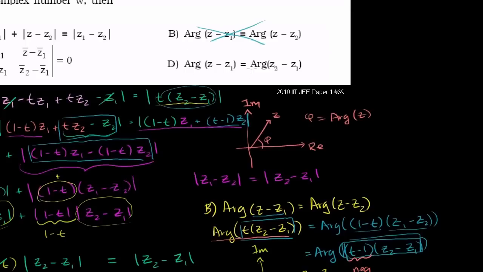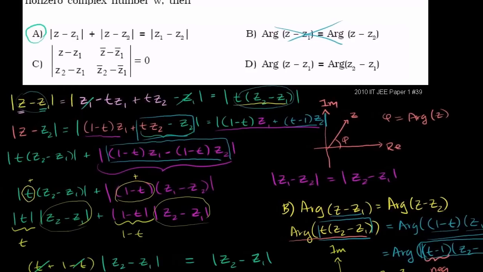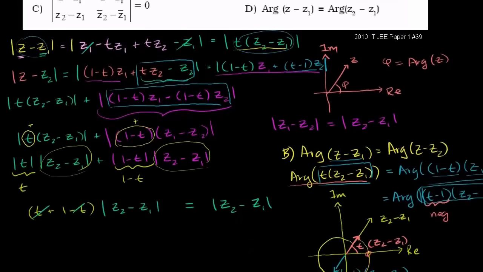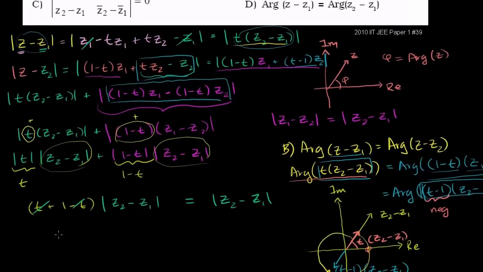But now that we're in this mode, let's see if we can tackle choice D, because it looks very similar. And then I'll probably do choice C in the next video, because I don't want to spend too much time in each video. So what is choice D telling us? Let me write it down here. Choice D is telling us, so we don't know, we have to see if it's true, that the argument of z minus z1 is equal to the argument of z2 minus z1.